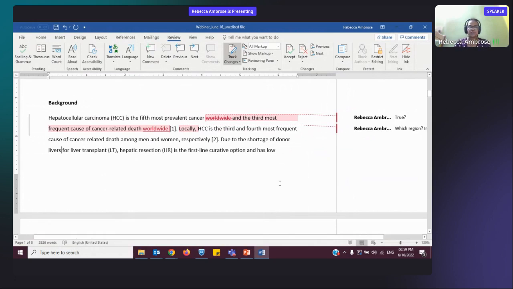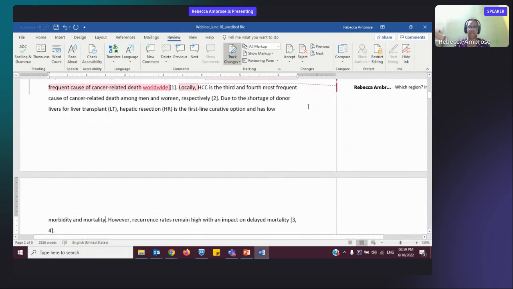Due to the shortage of donor livers for liver transplant, hepatic resection is the first-line curative option and has low morbidity and mortality. Now, over here, the word transplant specifically refers to the tissues or the organ that is being transplanted. But here they're specifically referring to the process. So we are going to use transplantation. And another change that I'm going to make is this.